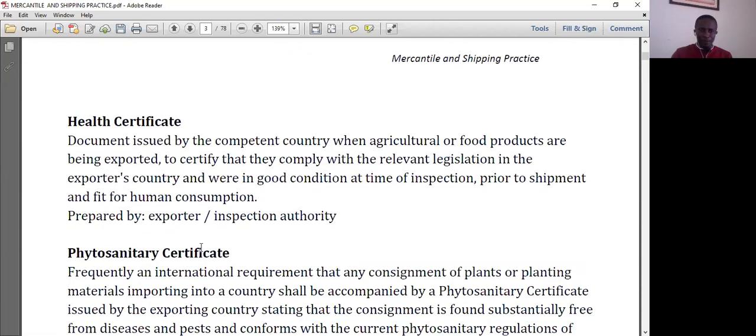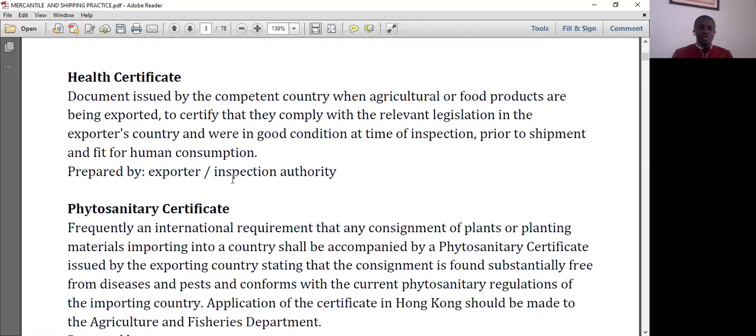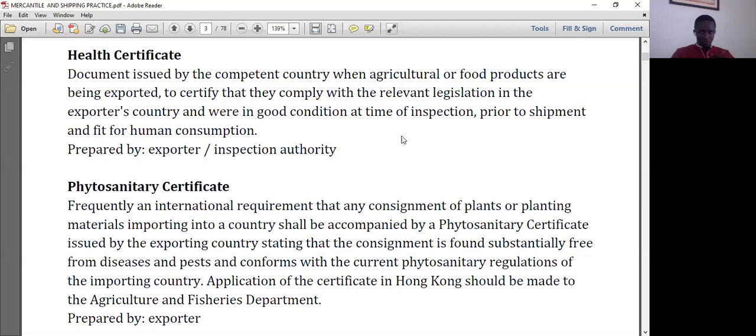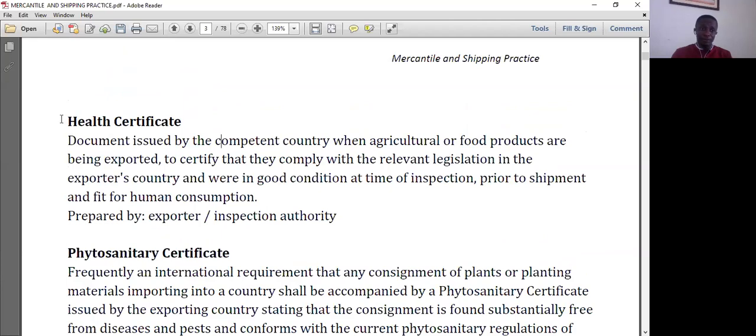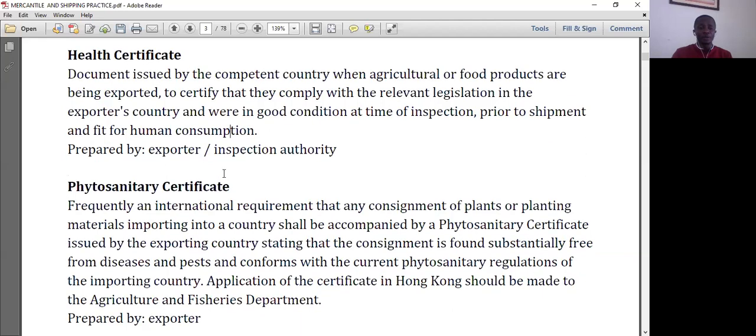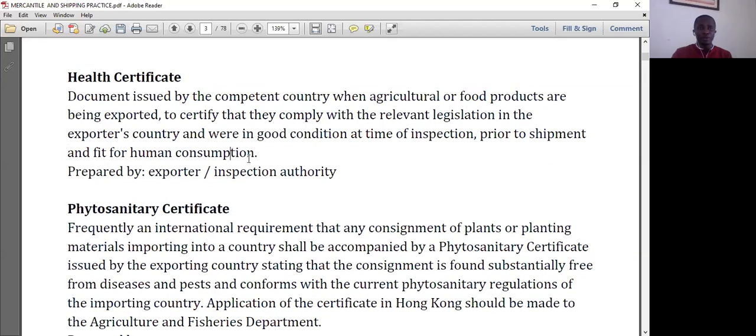Then we have the health certificate, another document issued by the competent authority when agricultural or food products are being exported, to certify that they comply with the relevant legislation in the exporter's country and were in good condition at the time of inspection prior to shipment and fit for human consumption. This is also very important. In Kenya, the health certificate is provided by the Ministry of Health. The Ministry of Health issues that.